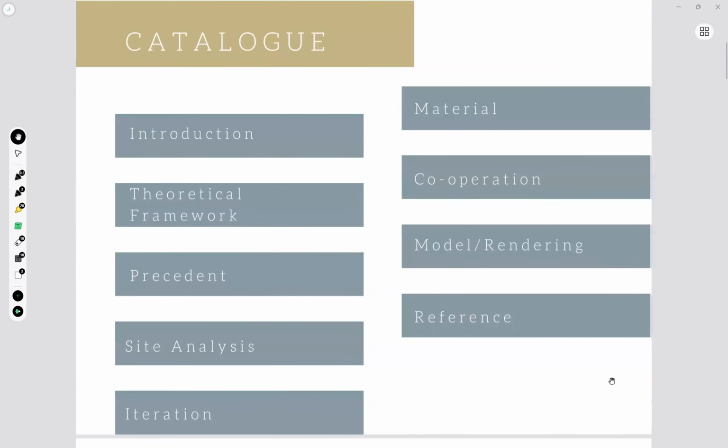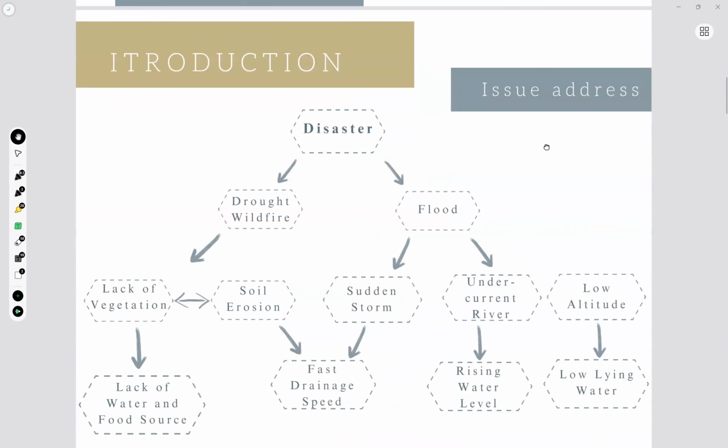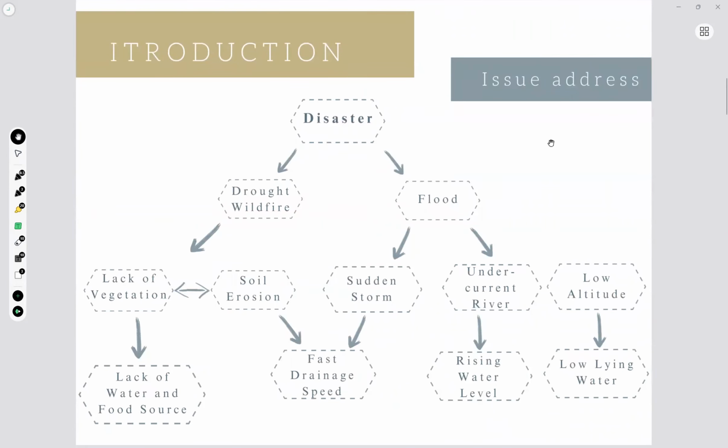And this is my catalog. So first part, introduction. I will address the issue and call back on the site analysis that we have done in the previous assignment. The main disaster, the emergency situation we faced, is drought, which also caused the wildfire and the flood. The drought is caused by the natural climate of the site, and it eventually leads to a lack of water and food source.